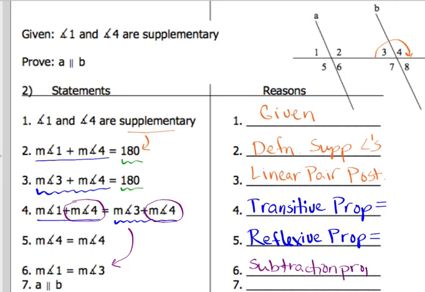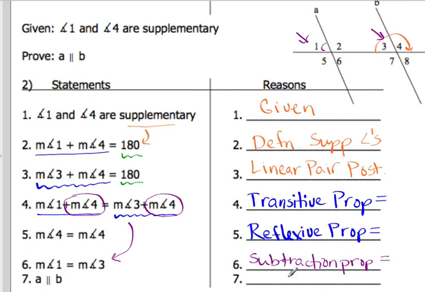property of equality. And then once we know that 1 and 3 are equal to each other, look at how 1 and 3 are related. Angle 1 and angle 3 are corresponding angles. And so now we're going to use the corresponding angles postulate to say that the lines are parallel. So if corresponding angles are congruent, then the lines are parallel. So that one was even more involved than the previous one.